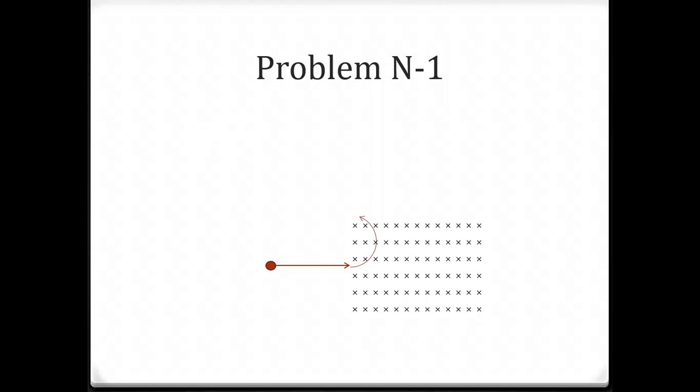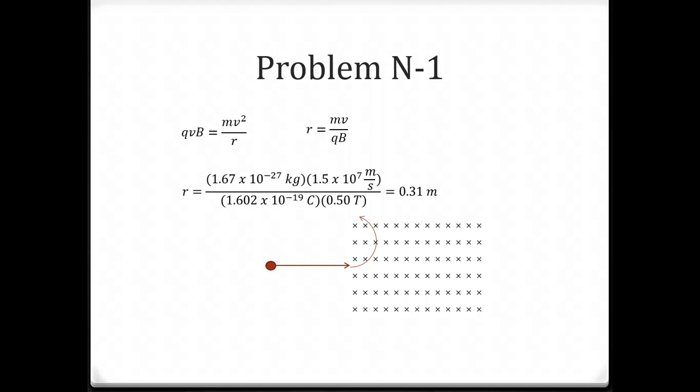And so we can plug in some values. We want to find r. I know v and B from the problem. I looked up the mass of a proton and the charge of a proton, and I find this would have a radius of 0.31 meters.